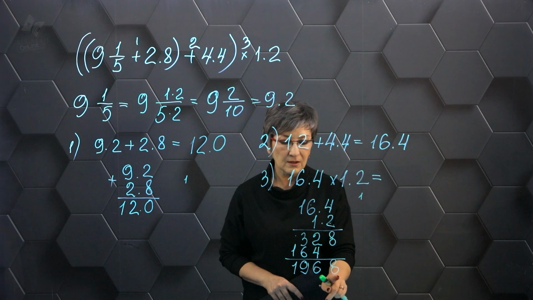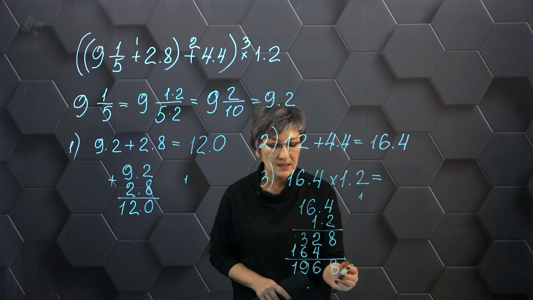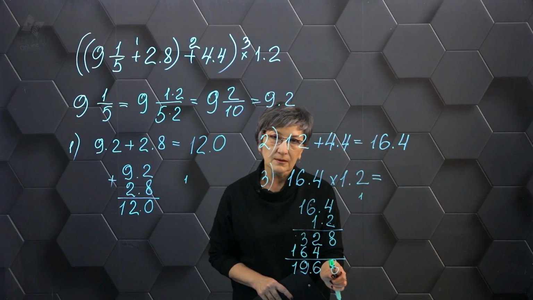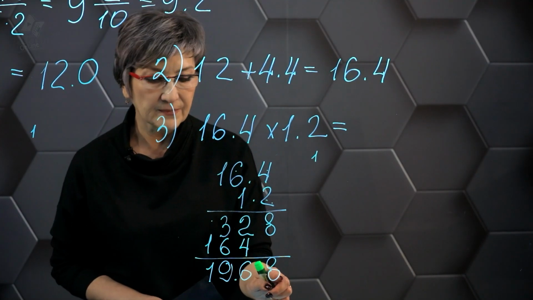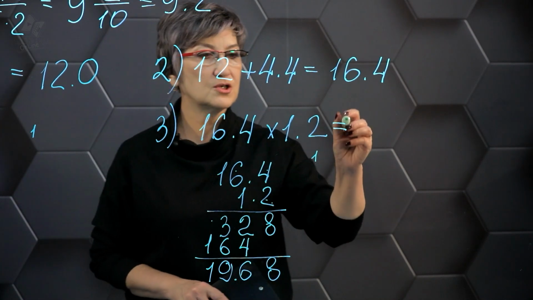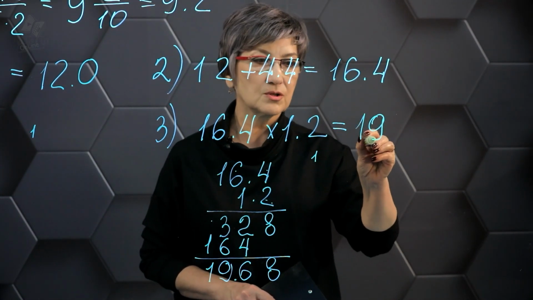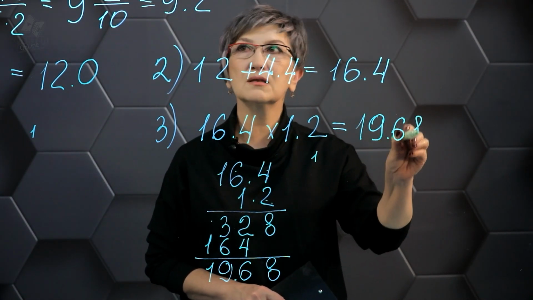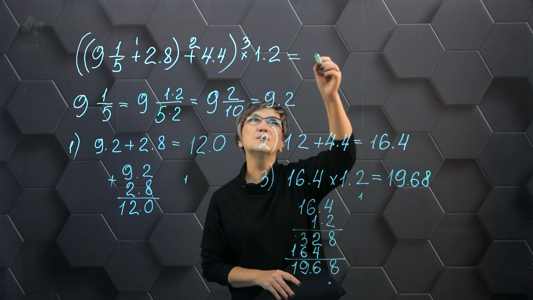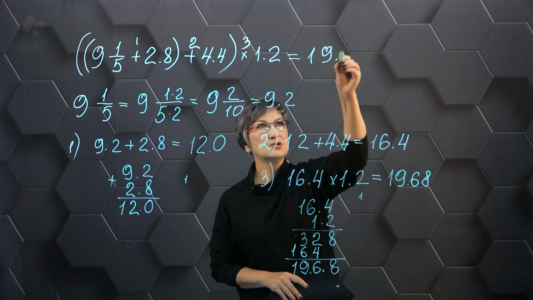So in our result, I have to allocate the whole part. I'm going to count from the right-hand side two decimal places. The answer is 19.68, 68 hundredths. I don't forget to write down this answer. And it turns out to be 19 and 68 hundredths.